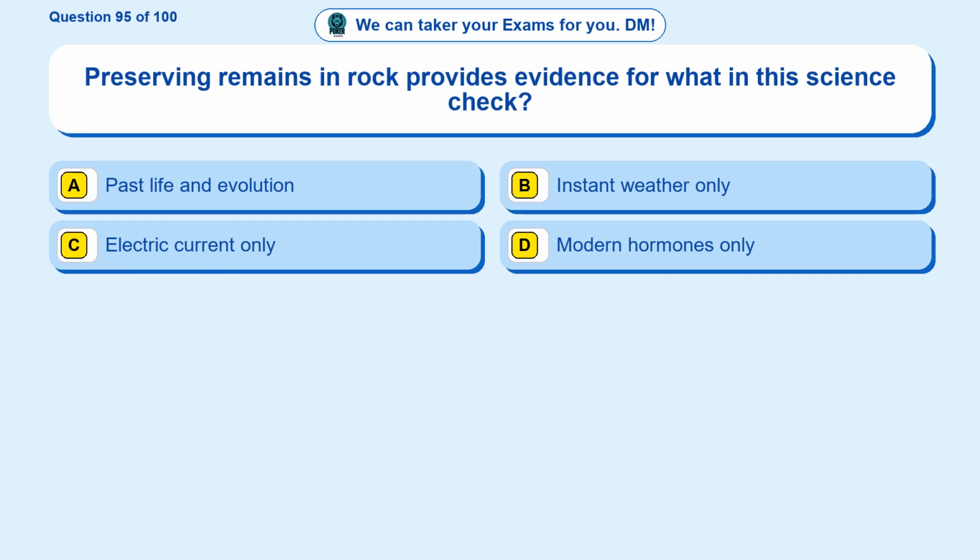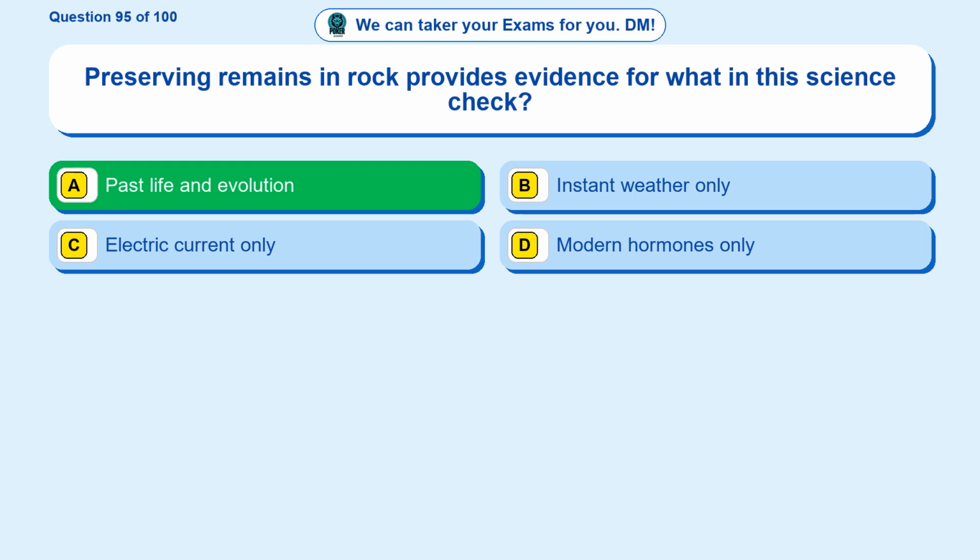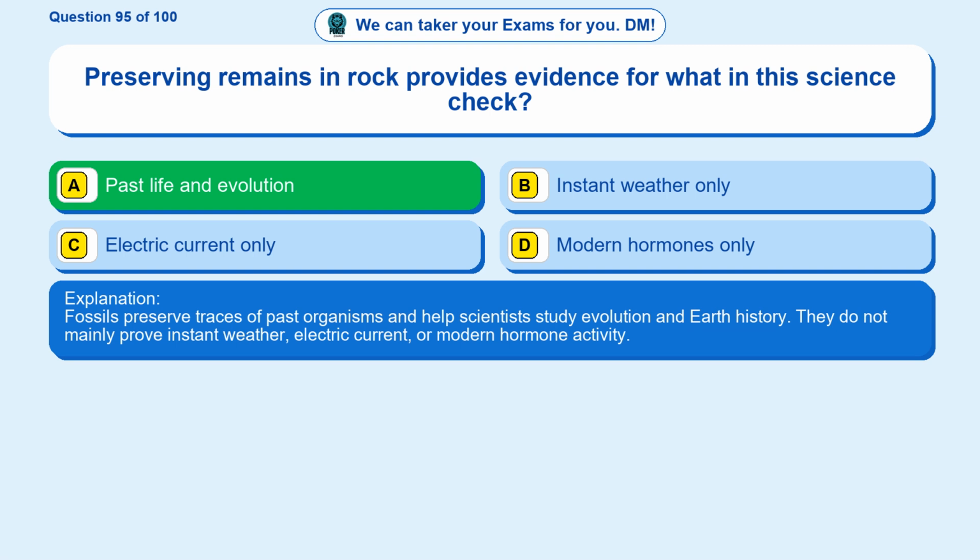Question 95. Preserving remains in rock provides evidence for what in this science check? Option A, past life and evolution. Option B, instant weather only. Option C, electric current only. Option D, modern hormones only. The correct answer is option A. Past life and evolution. Fossils preserve traces of past organisms and help scientists study evolution and Earth history. They do not mainly prove instant weather, electric current, or modern hormone activity.